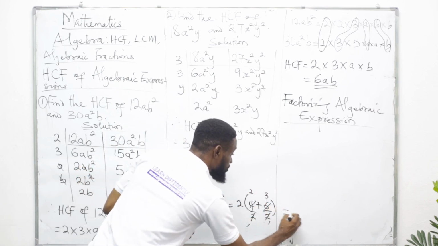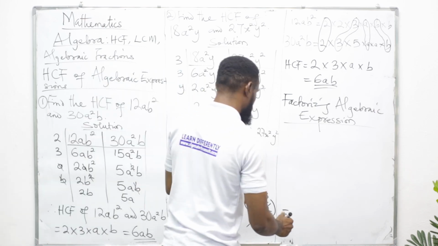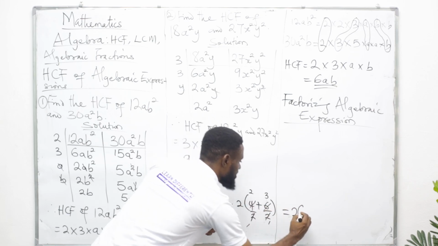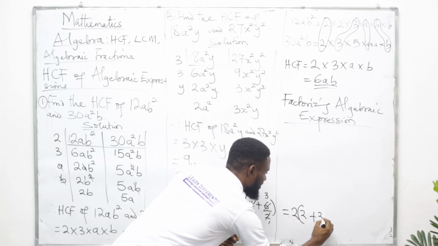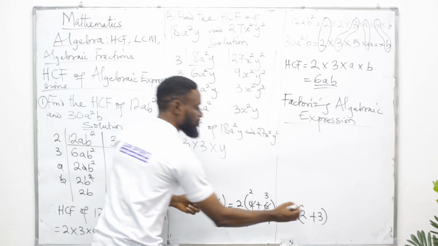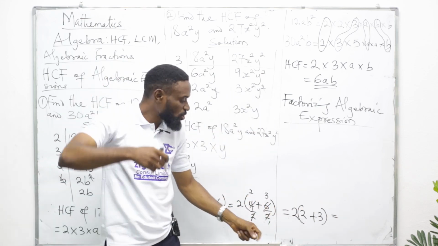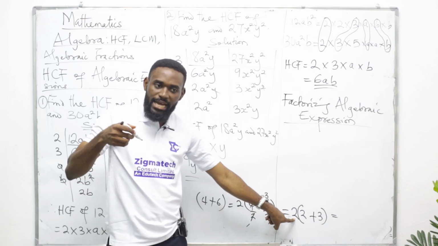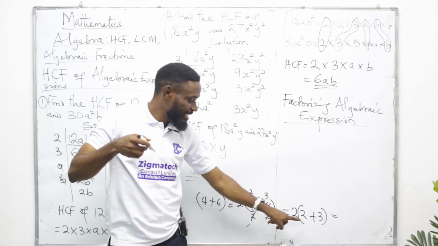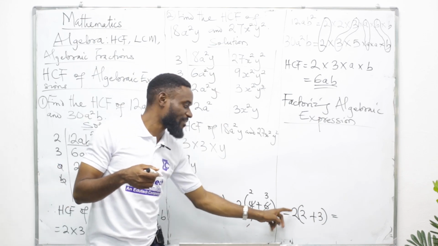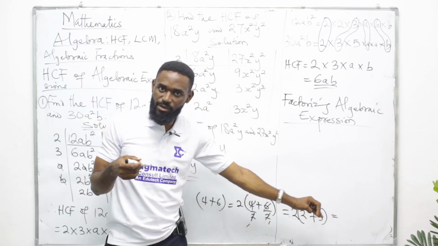So this will mean, just permit me to go into the other side of the board. This will now mean 2 is still outside of the bracket, but this is now 2 plus 3. Do you understand me now? So we have factorized this expression in terms of its factor. Do you understand me? In terms of the factor of this 4 and 6. This is the factor. We have factorized it. Do you get the point now?